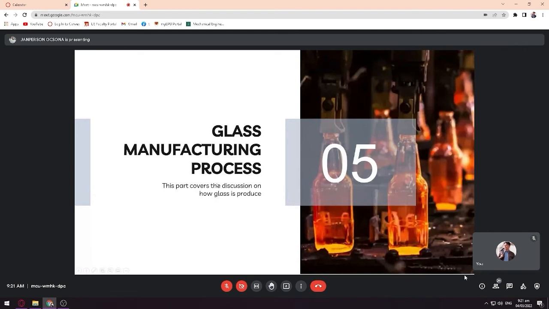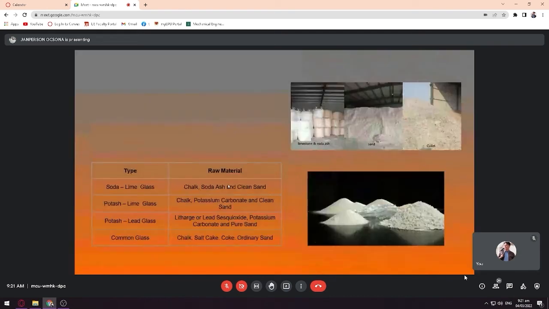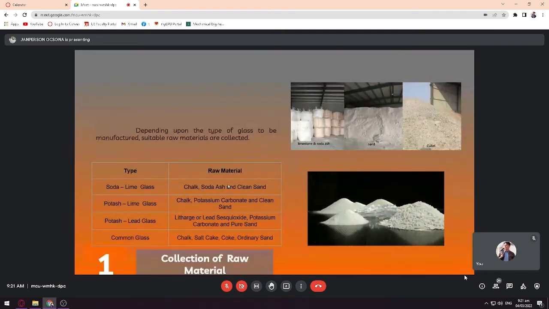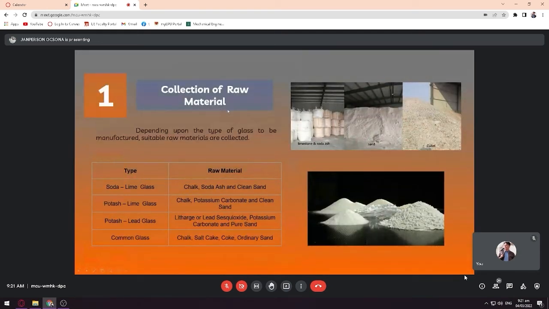So for the glass manufacturing process, this part covers a discussion on how glass is produced. The first step is collection of raw materials. Depending upon the type of glass to be manufactured, suitable raw materials are collected.